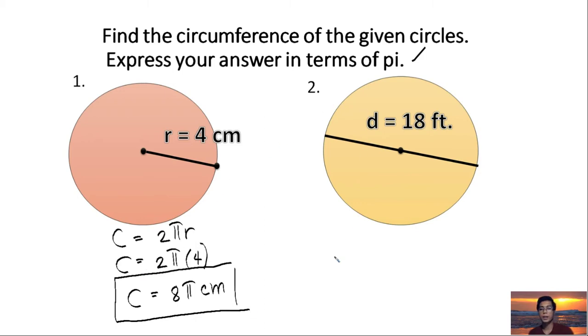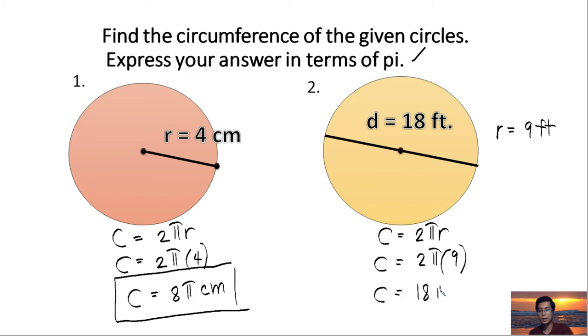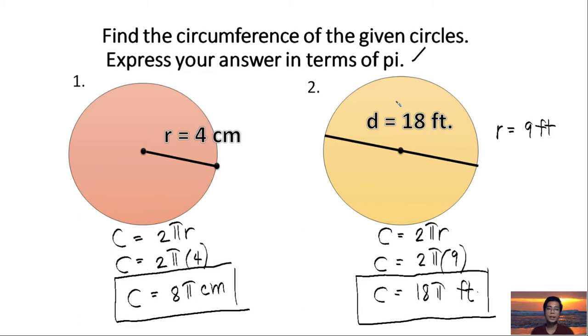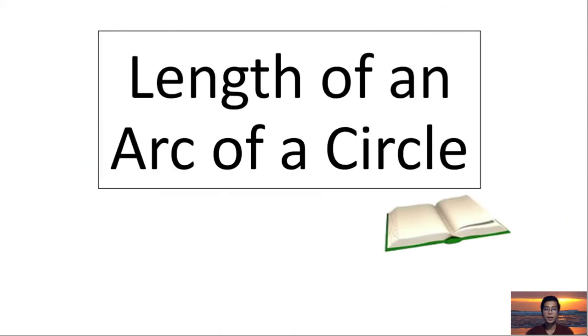Next, sa number 2, ang diameter natin 18. So, ang radius natin will be 9 feet. Kalahati kasi. Formula to find the circumference equals 2 pi r. Substitute mo lang. C equals 2 pi times 9. So, 2 times 9 is 18. So, circumference equals 18 pi feet. Ito na po yung circumference ng ating circle. Hanggang dito na lang kasi naka-pi units dapat yung ating final answer. Maliwanag? Now that you know how to find the circumference of the circle, proceed tayo sa length of an arc of a circle.